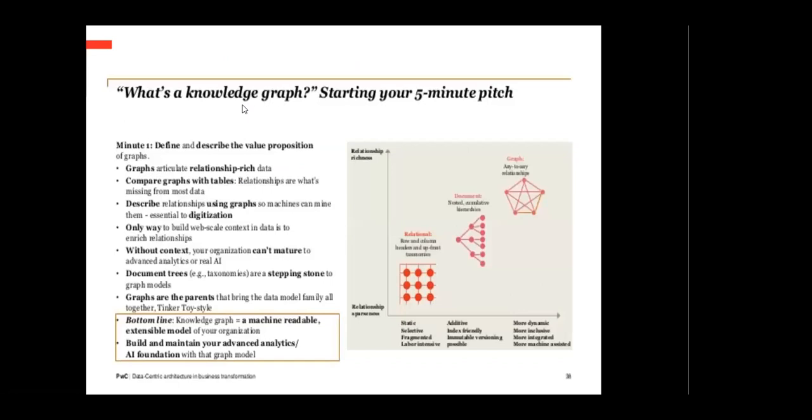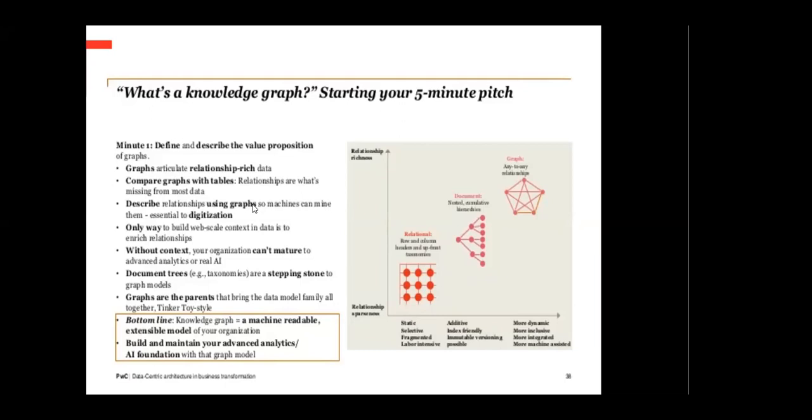Okay, so a summary of knowledge graphs: graphs articulate relationship-rich data. Look at this data here. You look at the relationship richness in this graph. You find that rows and columns are at the bottom, and graph data is at the top. We are going to reach there. We need relationships. How is this data connected to others? Compare graphs with tables. Relationships are what is missing from most data. Most data doesn't have anything on relationships.